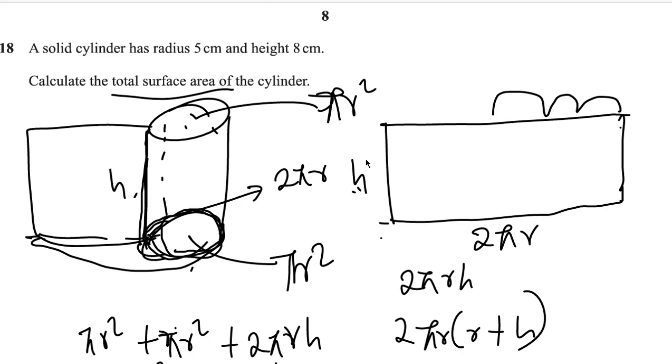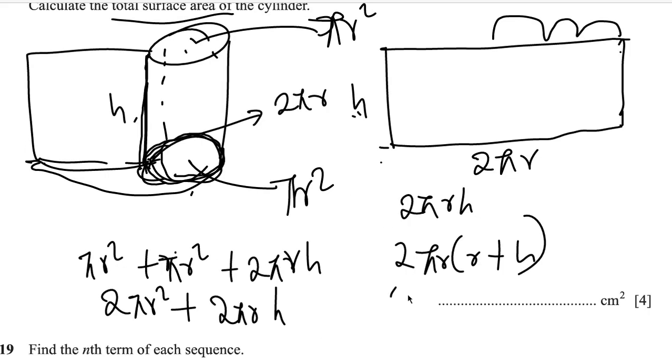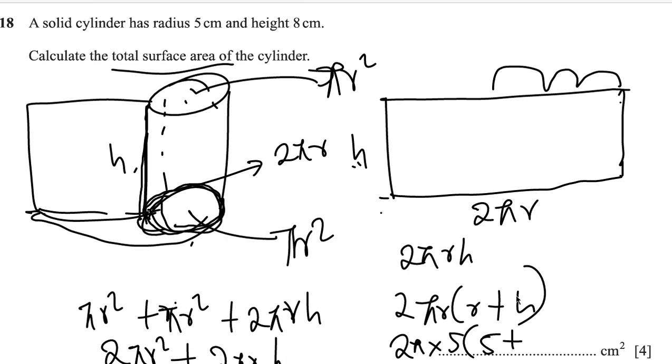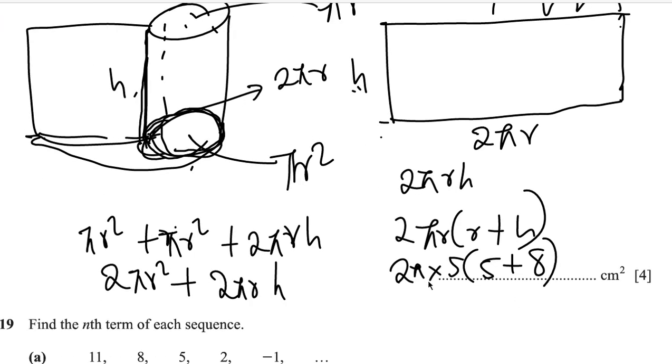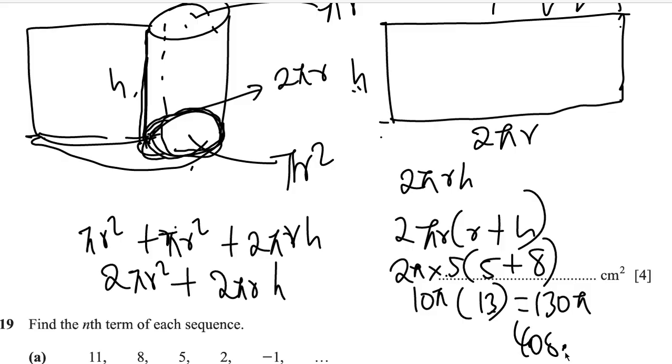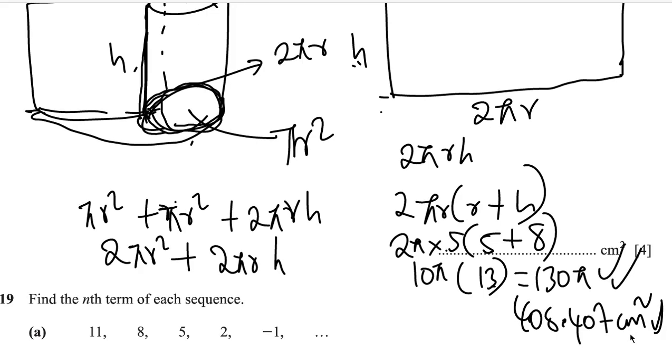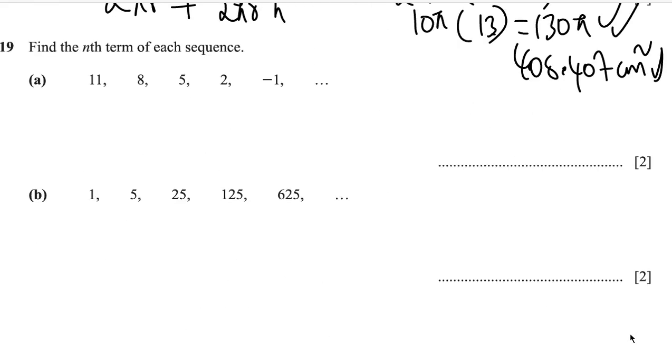So 2 pi r, the radius is 5, so we have 2 pi multiplied by 5 into the radius, which is 5, plus the height, which is 8. So 2 pi times 5 is going to be 10 pi, and then 5 plus 8 is 13. So 13 times 10 pi is 130 pi. And then if we write it out fully, 130 multiplied by pi is equivalent to 408.407 cm squared. This is also a good answer. And that's that.